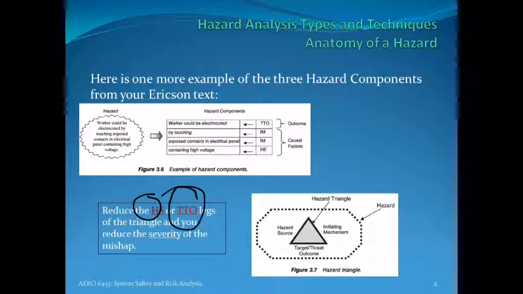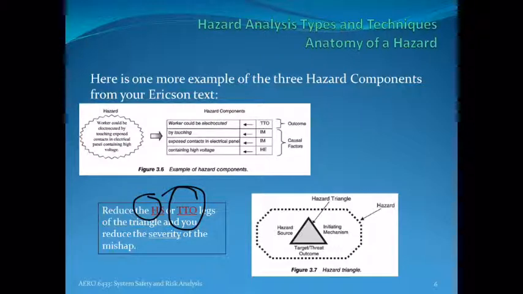How about the TTO leg? Remove the worker. Let's remove the worker from the system and then we wouldn't have as high a risk. Prohibit workers from working around the exposed contacts. We remove the TTO. Remove the victim, remove the outcome, remove the exposure. We still have the hazard, but no potential victim of the hazard. Mishap risk is eliminated. However, that is probably not realistic because we need the electrical worker to fix the system.